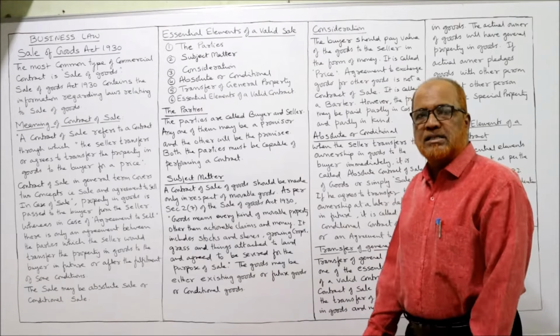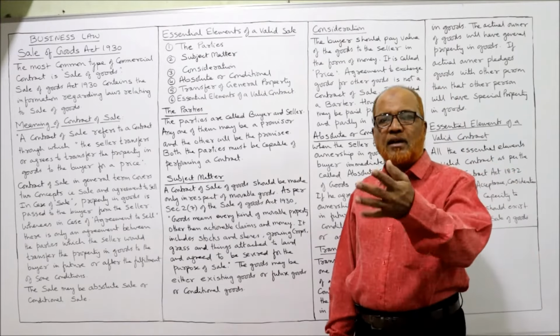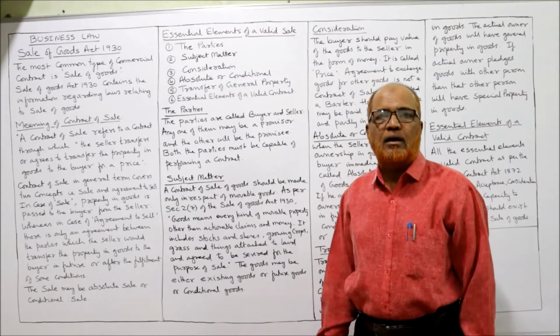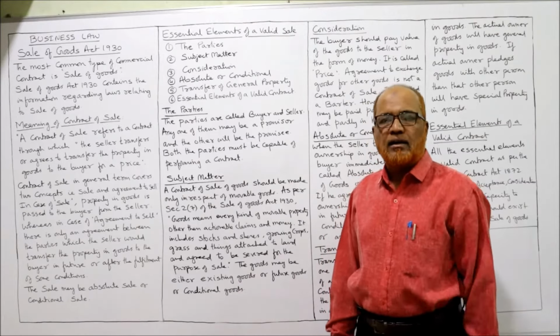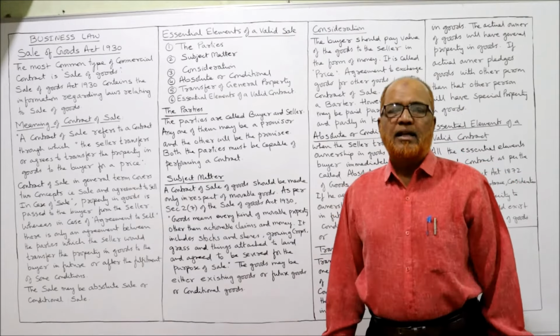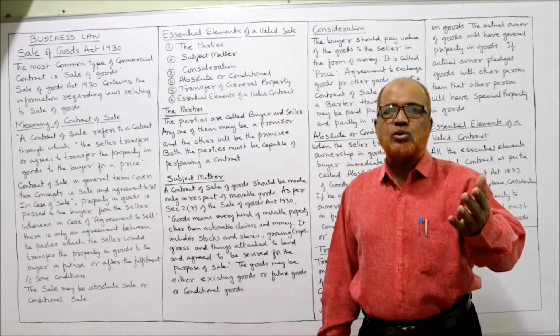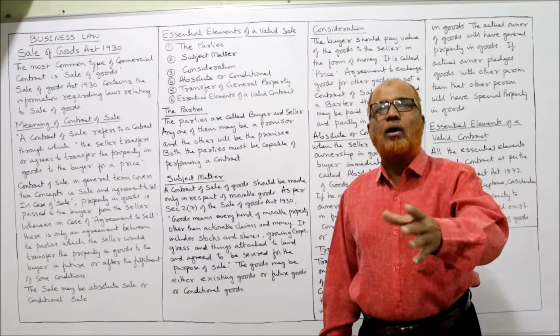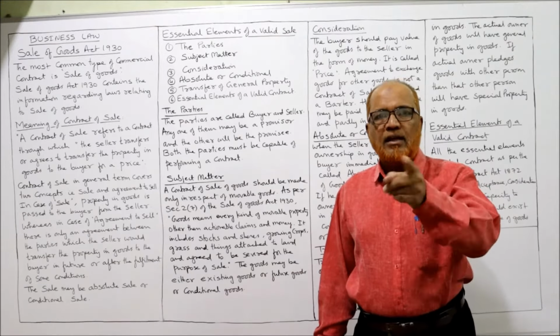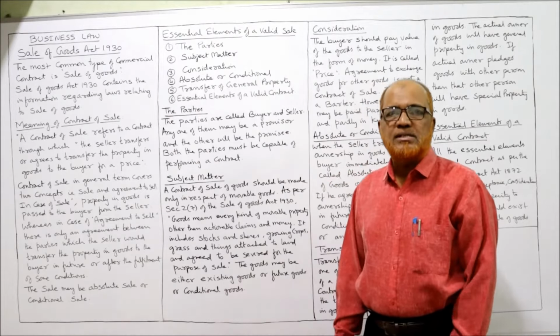First, the parties. A single person cannot conduct sales. Two or more parties are required to conduct the sale. One party is called the buyer, the other party is called the seller. The seller sells or agrees to sell. The buyer buys or agrees to buy. That means two parties are there, one is the promisor, the other is the promisee.